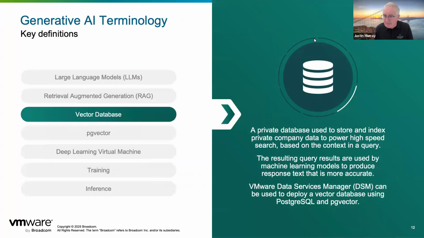And so the vector database is a private database used to store and index private company data. This is the private AI part. And it's used to power high-speed search based on a query. As you know, databases take queries in SQL. Well, this query is coming in natural language. And the query results that come out of the database are really sections of your private documents, chunks of your private documents that are pertinent to the user's question.